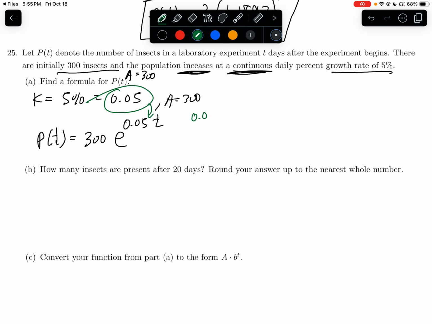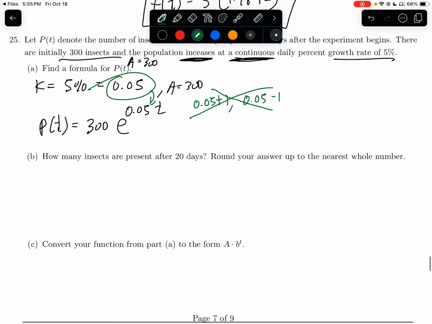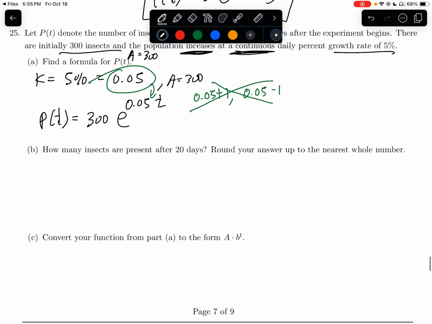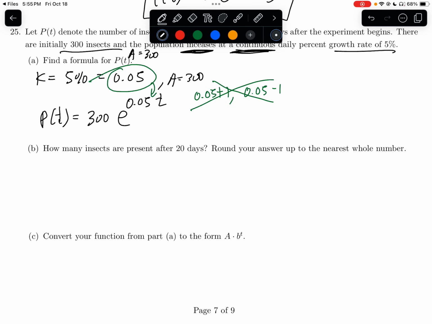We wouldn't add 1 or subtract 1 from it, it just goes directly in. That's not true for R, for the normal growth rate, but it is true here. How many insects are present after 20 days? So if I put in 20 for the function, then, because this is saying t equals 20, what do I get?